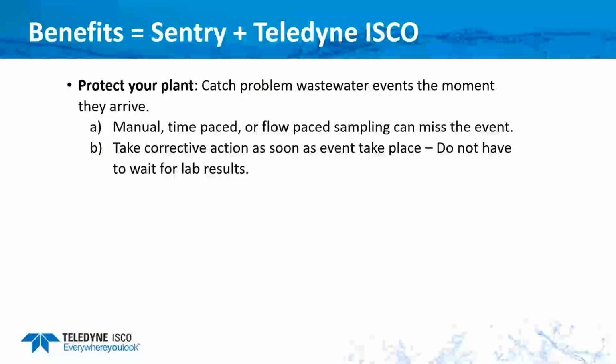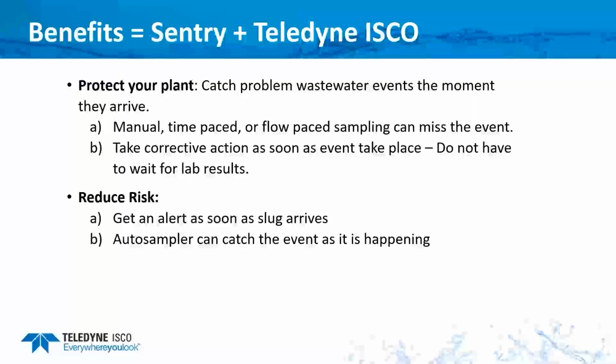and we do not have to wait for laboratory results to be returned and find out that a week ago or a day ago or even 2 hours ago we had an event. It's too late by that time. This allows us to reduce the risk because we get the alert as soon as the slug arrives at the influent of the treatment plant. The autosampler can begin to catch that sampling event at that very moment. Alarms can be provided to inform people of what action may need to be taken based upon the state of that event.